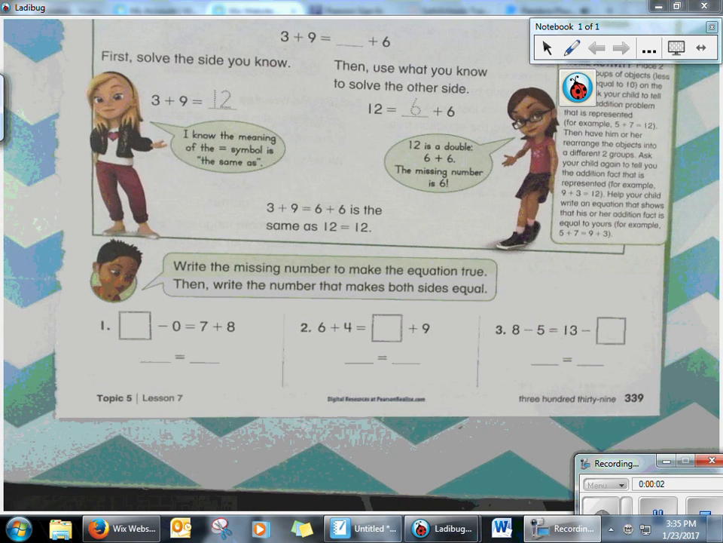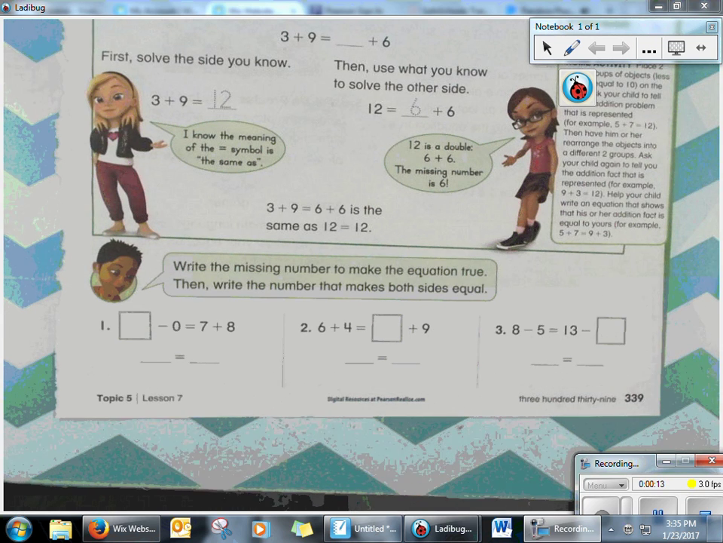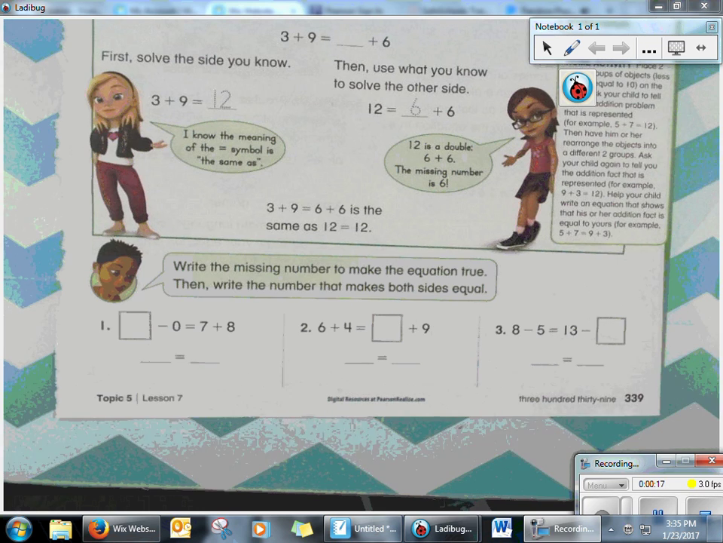Today in class, we were working on making both sides of an equation true by finding the missing number or finding a missing symbol like addition, subtraction, or equal sign. So on the first page of the homework tonight, 1, 2, and 3, they are only finding numbers. They're not having them find the symbols. We worked on that in class.